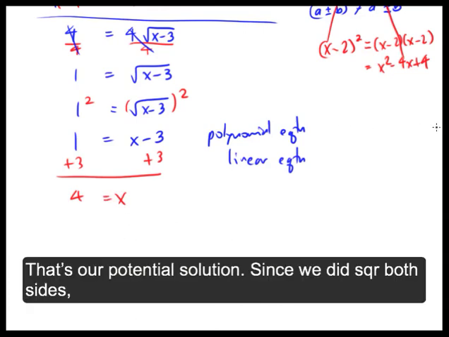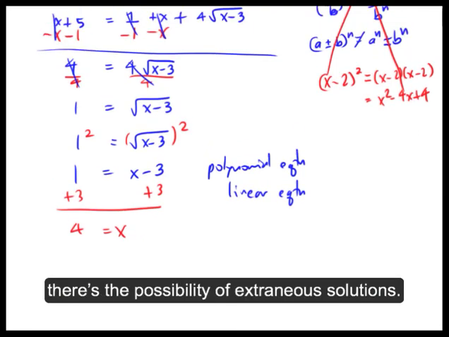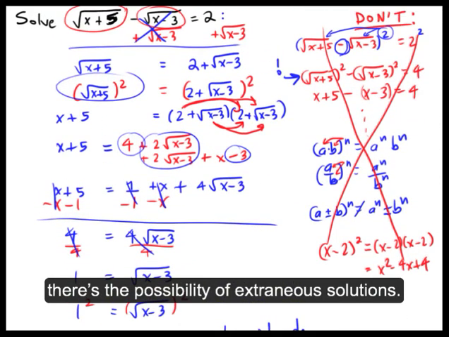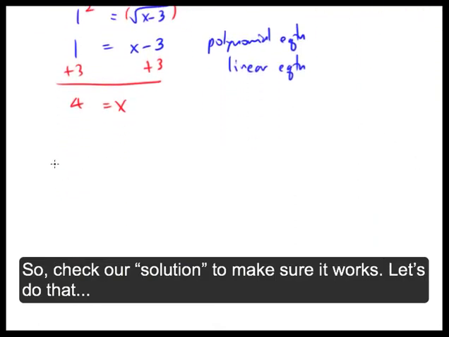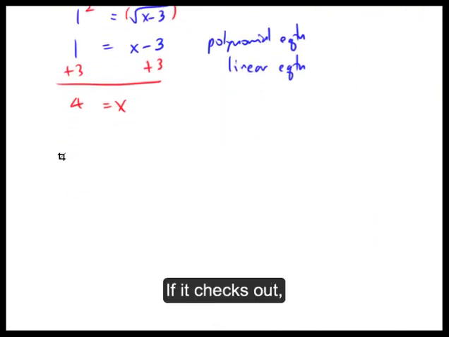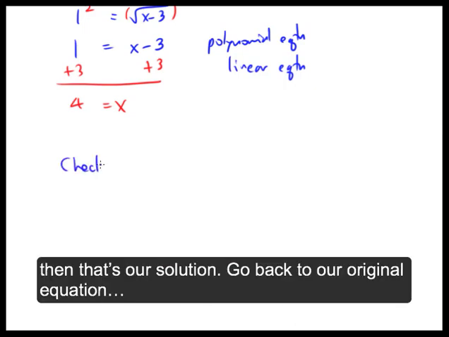Okay, now that's our potential solution. Since we did square both sides, there's the possibility of extraneous solutions. So we need to take that and go back to the original equation and check it to make sure that it really works. So let's do that. And then if it checks out, then that's our solution. So here we go. We go back to the original equation.